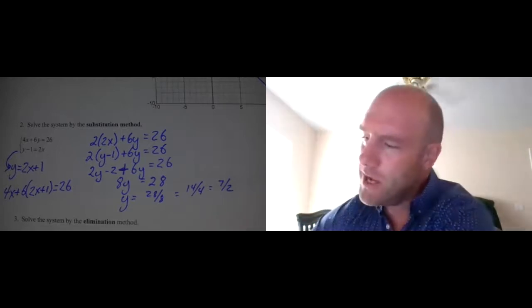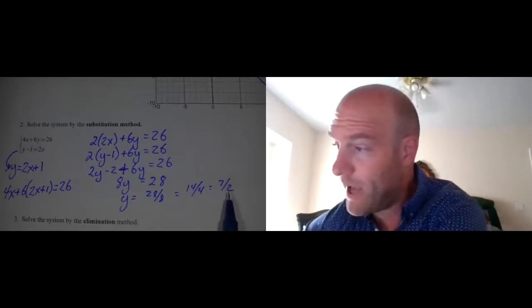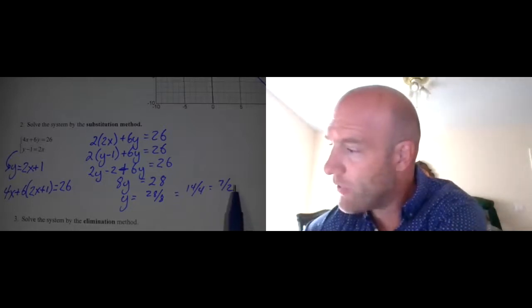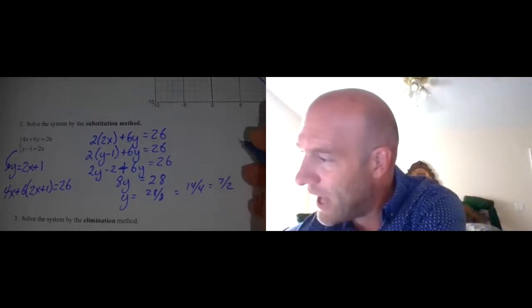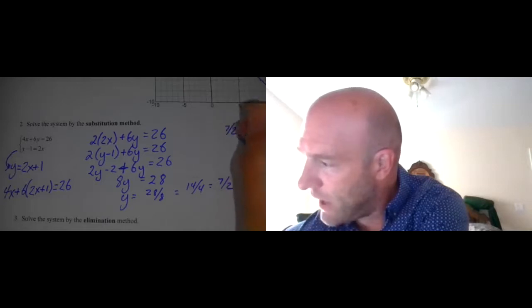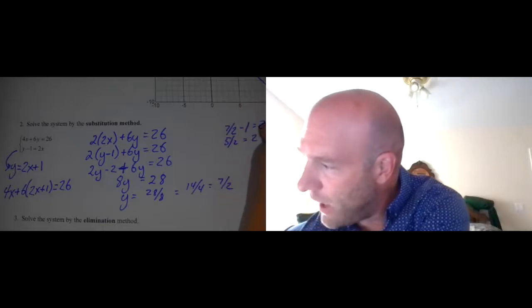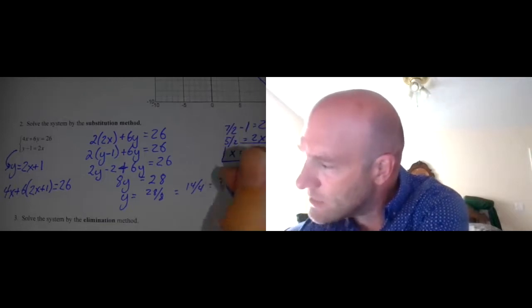Regardless of whether you do elimination or substitution, once you find one variable, chances are you're going to substitute back in to find that other one. So plugging in this 3.5, that's 7 halves, minus 1, so I'll write it out, 7 halves minus 1 equals 2x. So we get 5 halves equals 2x, and x apparently equals 5 fourths. Those are my two answers.